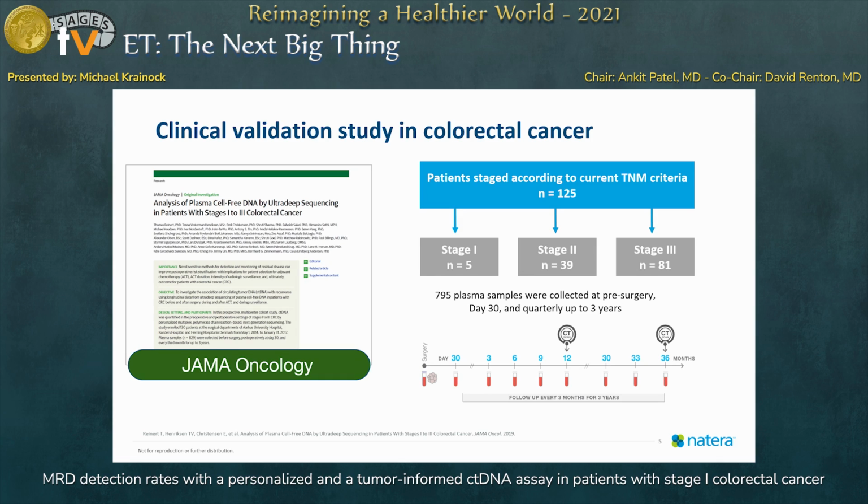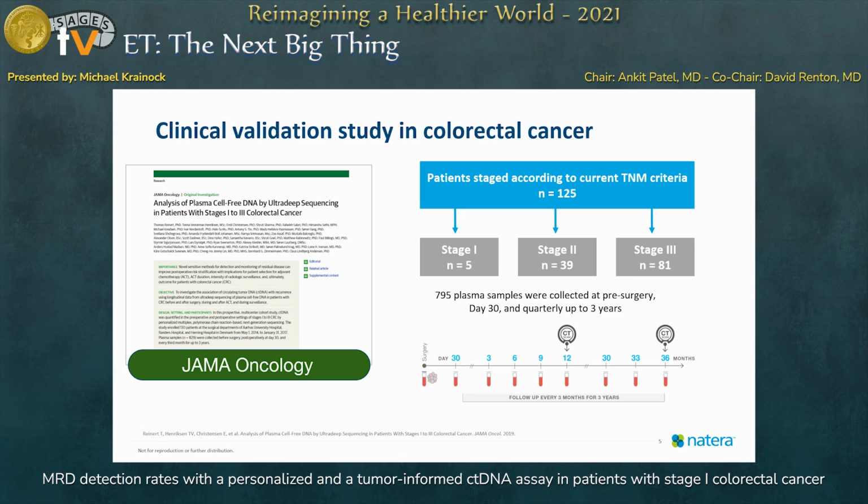Before we talk about the preliminary data set that I'm up here to talk about, I wanted to introduce our published clinical validation data to set the stage and the rationale for the stage 1 data I'm going to share with you today. We do quite a bit of studies. This was one of our early clinical validation studies in colorectal cancer, stage 2 and 3 primarily, published in JAMA Oncology in 2019.